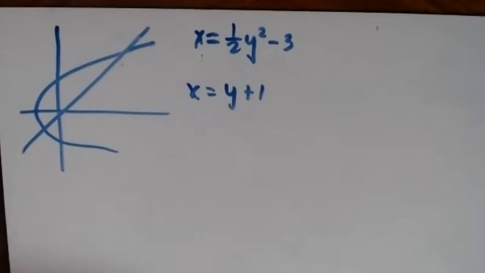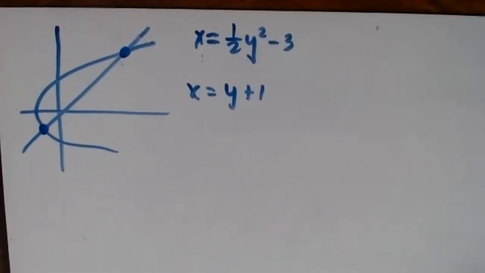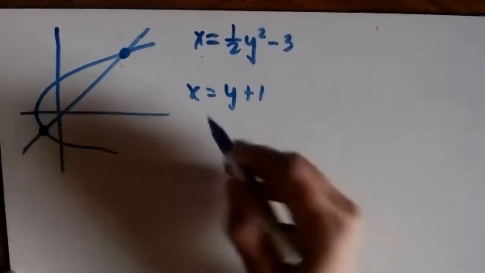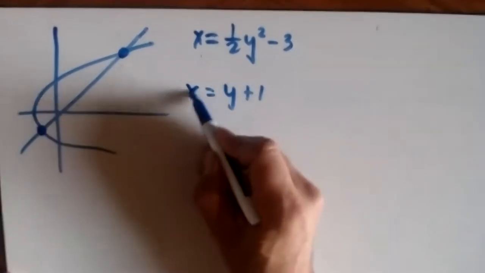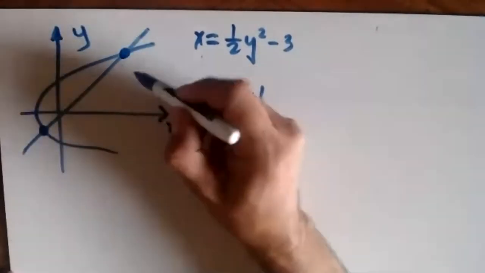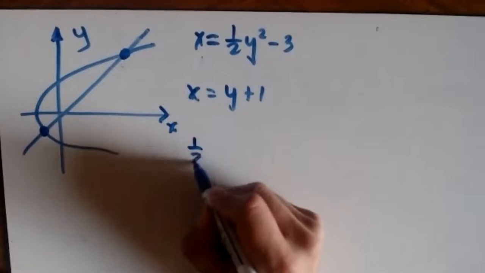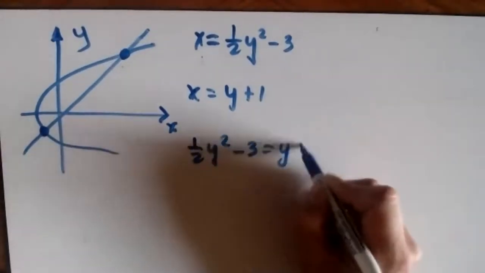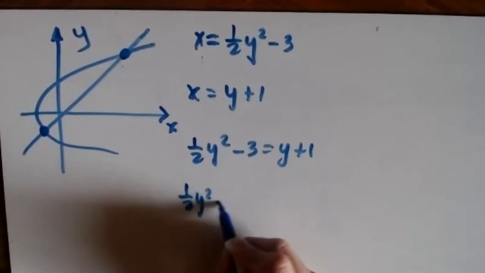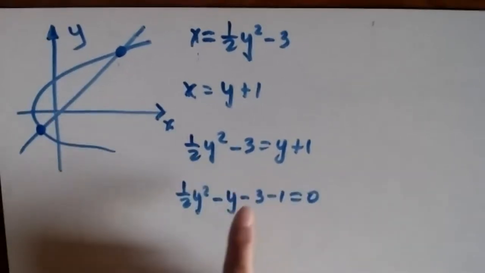Again, what you have to do is find the intersections, correct? So I'm going to make these two equal. 1/2 y squared minus 3 equals y plus 1. And then I have another quadratic: 1/2 y squared minus y minus 3 minus 1 equals 0. So I put everything on one side.